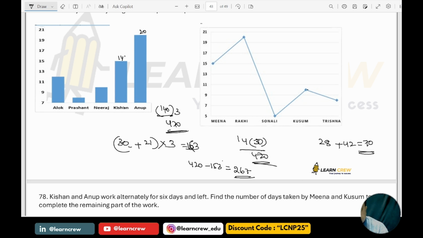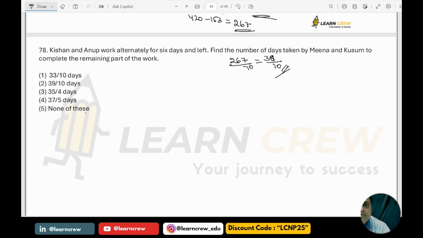The question is to complete the remaining work together in how many days? So what is the answer? 267 by 70. So how much are we going to get here? 267 by 70. So 7 3s are 21, 5 7. So approximately 38, 39. 39 by 10 days. Do you have the option?